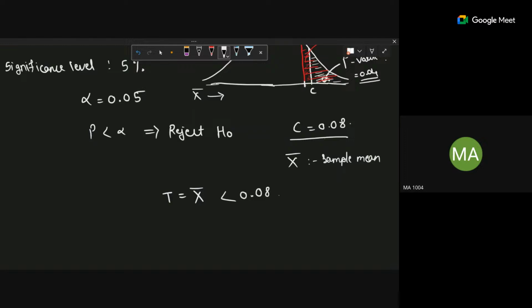And if you check with the sample mean, then you will compare it with the 0.08, not with the 0.04. Okay, got it?